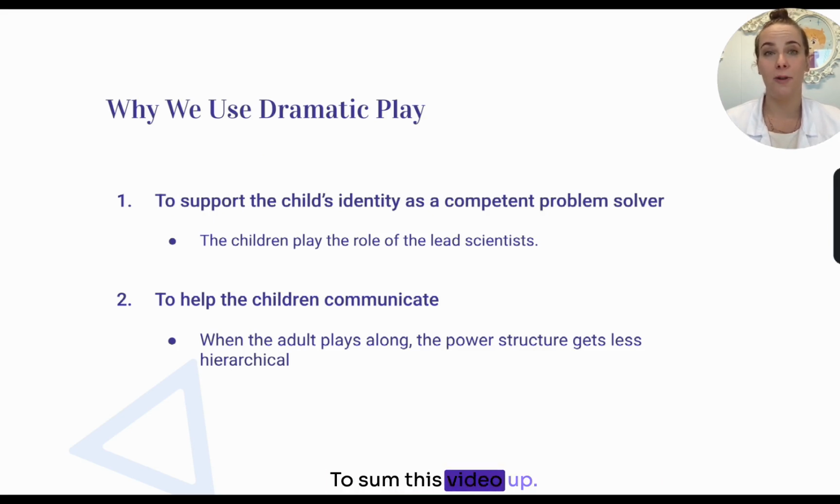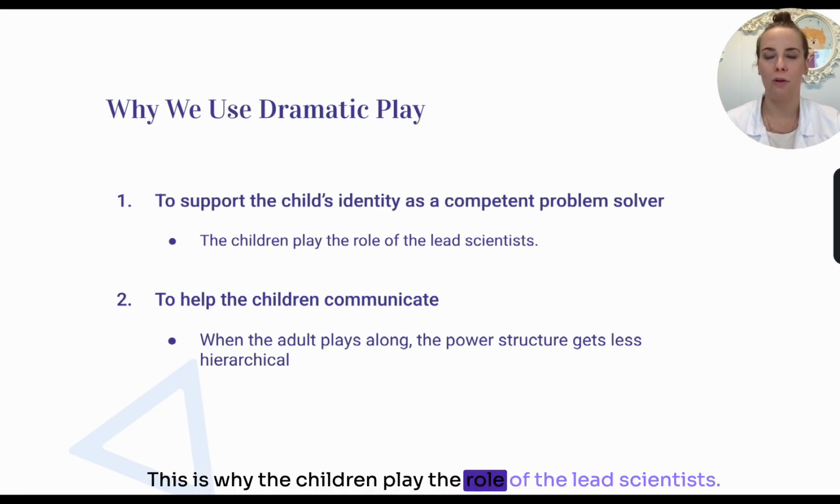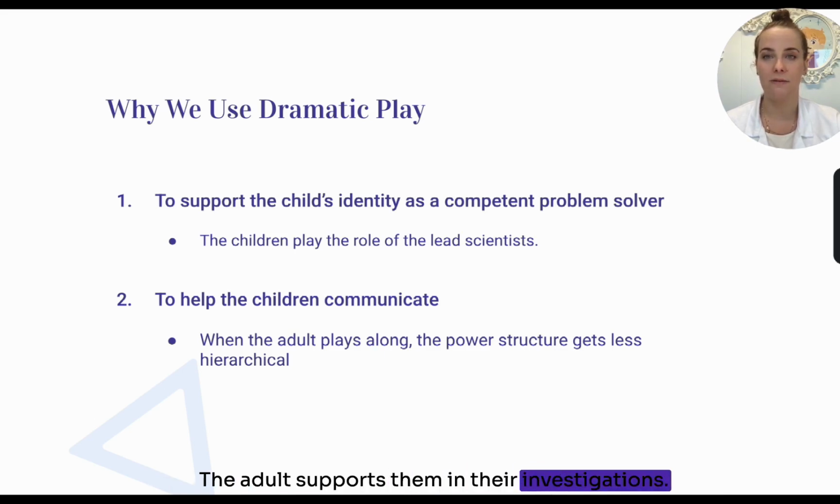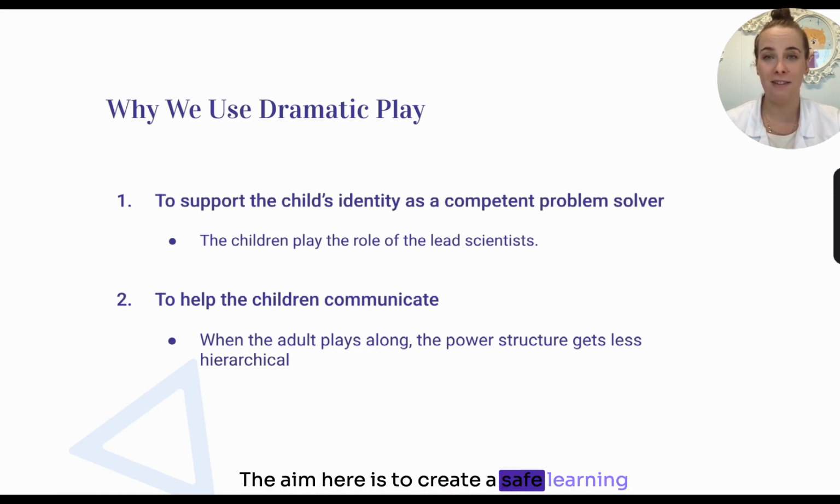To sum this video up, this is why we use dramatic play. First, to support the child's identity as a competent problem solver, a scientist that can do anything. This is why the children play the role of the lead scientists. The adult supports them in their investigations. Second, to help the children communicate. This is why the adult participates in the play during story-based lessons. When the adult plays along, the power structure gets less hierarchical. The aim here is to create a safe learning environment for the child to share their thoughts.